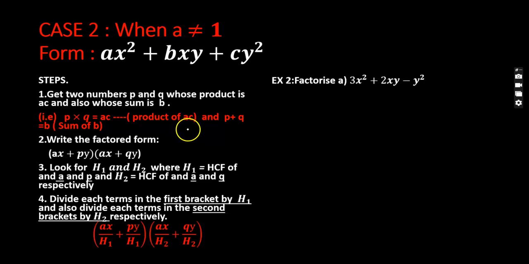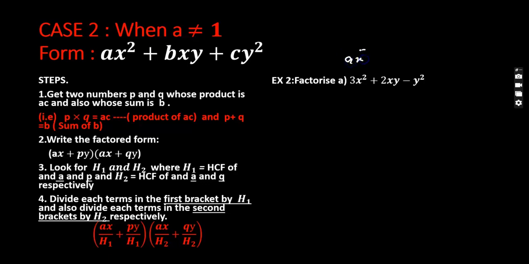The next case is when your A is not equal to 1. When A is not equal to 1, look at this. Our A here is 3. So if your A is not equal to 1, that means your A can be 3, can be 2, can be this. So what do we do? The same process: you find the product of AC and the sum of B. So now you are going to find the product of AC. So let's start straight away. Let's write the form.